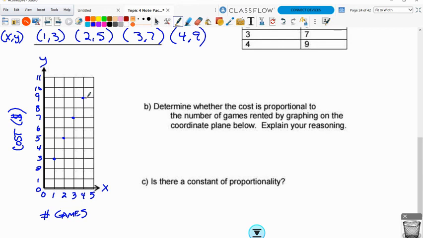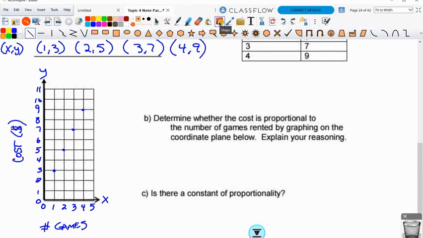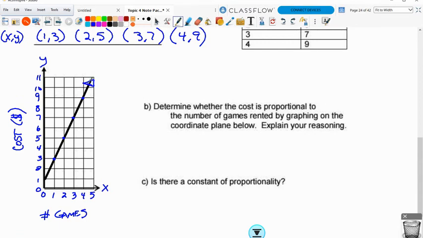And now I'm going to use my line tool to connect. And what I need to do is bring this line all the way back until it hits the y-axis, which it's going to hit right there on the y-axis. And I can even extend this line a little bit further past that last point. Don't forget to put an arrow on the end. Okay, so question B, they say right here, determine whether the cost is proportional to the number of games rented by graphing on the coordinate plane.